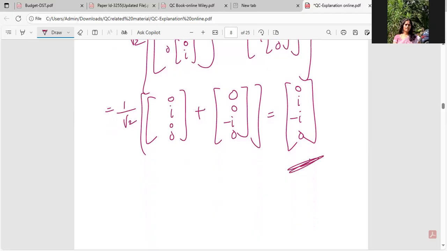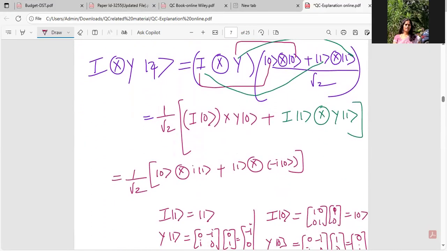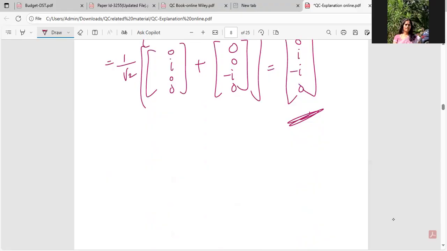Here, the motive finally is when I have a tensor product of two matrices and a tensor product of two kets, how they'll be operated. Of course, I and Y are matrices as well as operators. When I have two operators, how they'll be operated upon two kets is: first one is for the first, second one is for the second. That's the resultant that I ought to know here. Okay, I will end this video here.